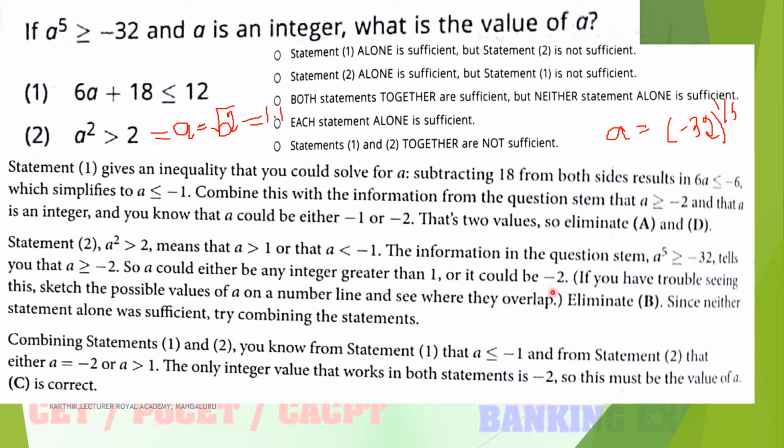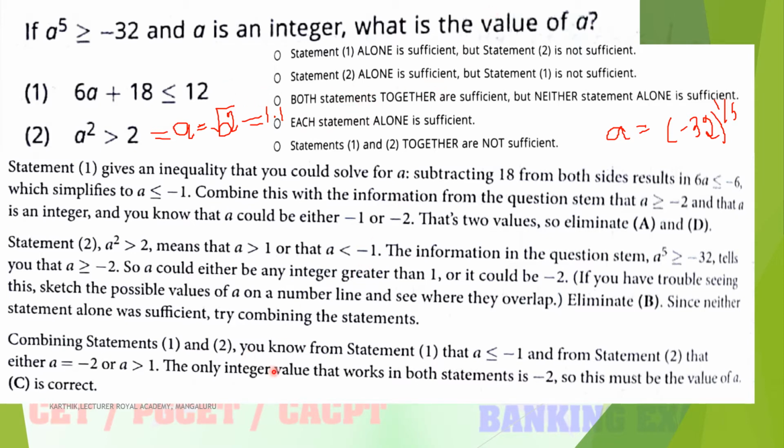Second statement: either a is greater than 1 or -2, two different answers we are getting. So while clubbing together, here -1 and -2, here 1 and -2. So which answer is common in both cases? -2 is common in both cases, so you can judge that a is equal to -2. Only both statements together are sufficient. While clubbing these two statements you can answer the question.